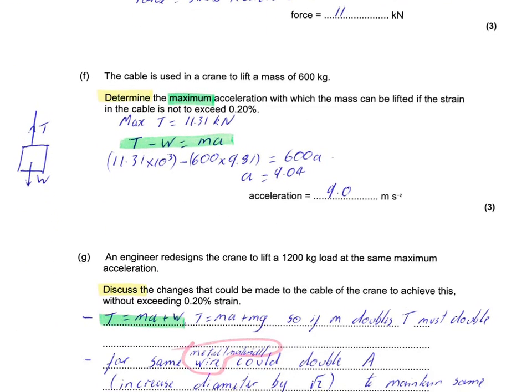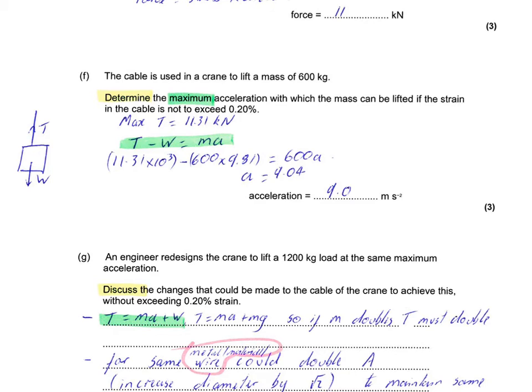In F, we said this cable is used to lift a mass of 600 newtons, and we're asked to determine the maximum acceleration with which the mass can be lifted if the strain in the cable is not to exceed that 0.2%. So we've worked out the tension that will give us that 0.2%, so that's what we're going to work with. We've got a lift, with tension upwards and weight downwards, in opposite directions, so the net force upwards is T minus W equals ma. There's the tension I worked out previously, there's the weight, mg, equals ma. And I can work that through and I get an acceleration of 9.